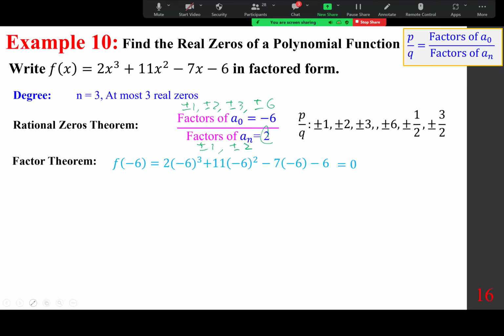If you work it out, for the sake of argument, this is a negative 36, and this is positive 36. And you work it out, you end up with 0. That means -6 is a zero. That means we can do a synthetic division to find a second degree polynomial, or a quadratic polynomial.